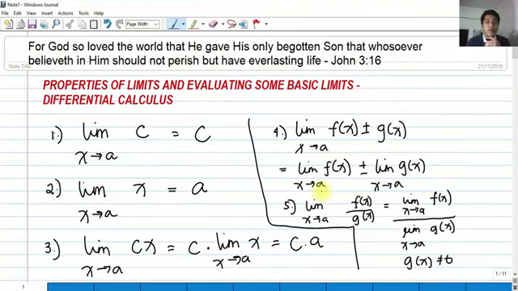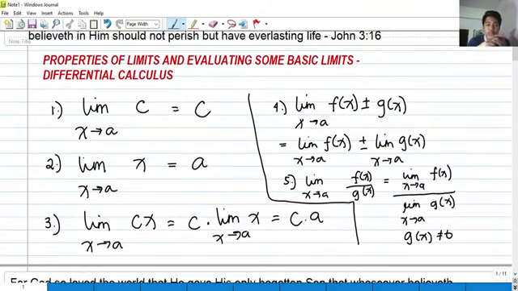Hi, so for today we're going to talk about the properties of limits and evaluating some basic limits. This is a part of our study all about differential calculus. So let's get started. We have some properties here. We have 7 properties that we're going to discuss here.